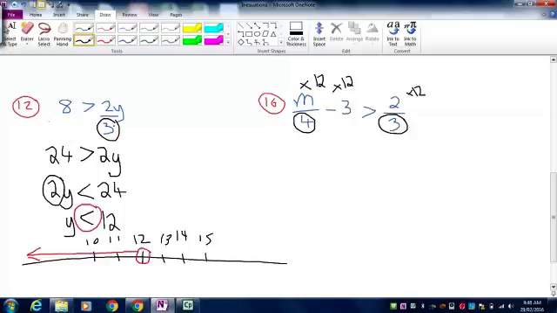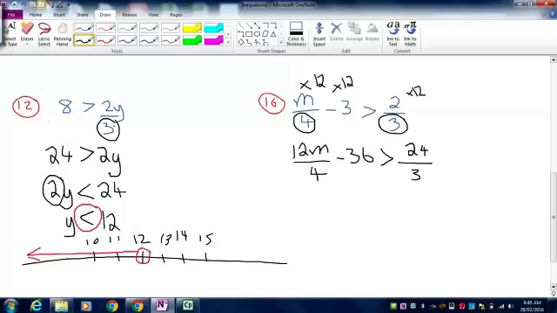12 times m over 4 gives me 12m over 4. Negative 3 times 12 gives me negative 36. This is still going to be a greater than, because notice I haven't multiplied or divided by a negative number. And then 2 times 12 on the top gives me 24. And then I've still got that 3 as my denominator on the right hand side.